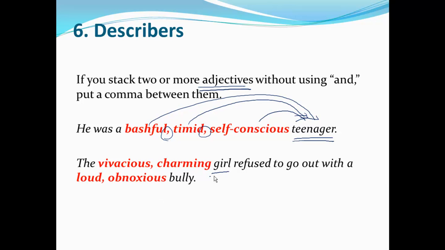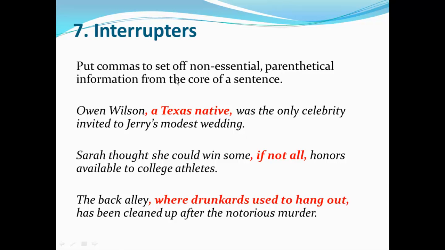Same thing, you want to describe a girl, vivacious and charming. You can use and, but if you don't want to go with and, then you want to be economical, you can put a comma. Go out with a loud and obnoxious, you can use and. If you were to use an and, you wouldn't use a comma. But if you want to go economical, instead of spending a lot of money for an and, you would put a comma. Excuse me. The last one, interrupters.